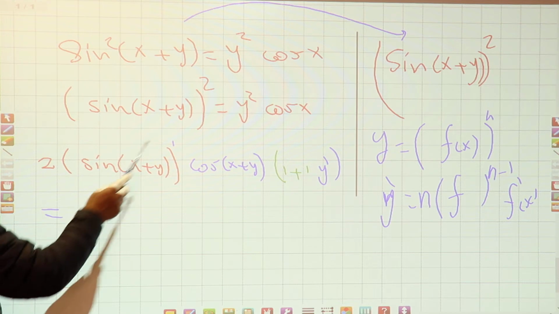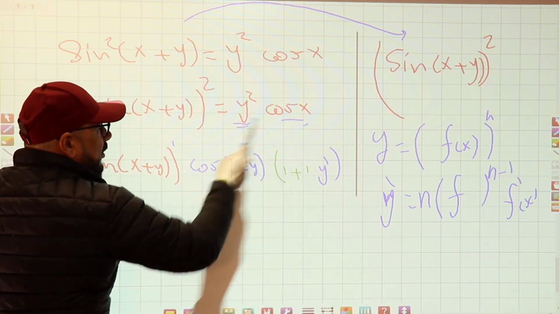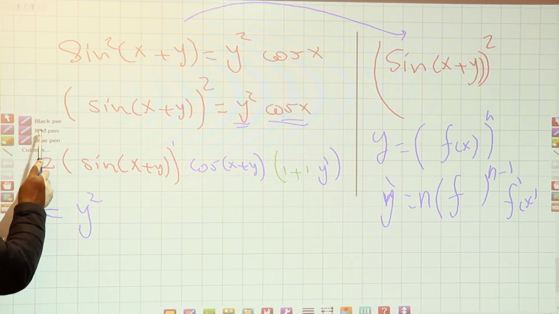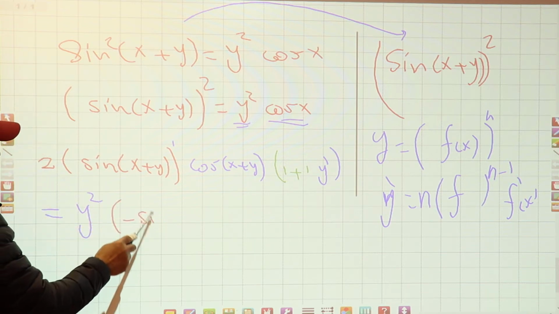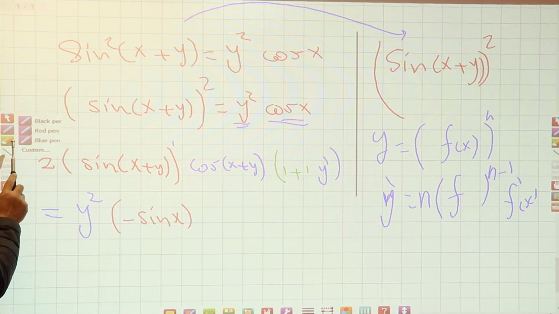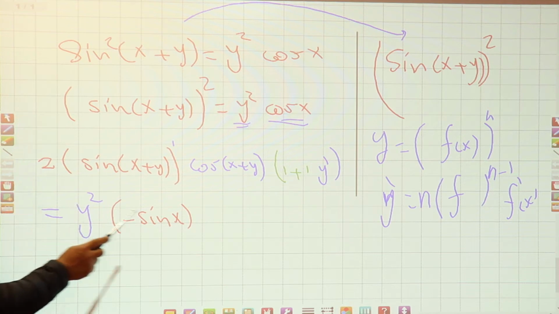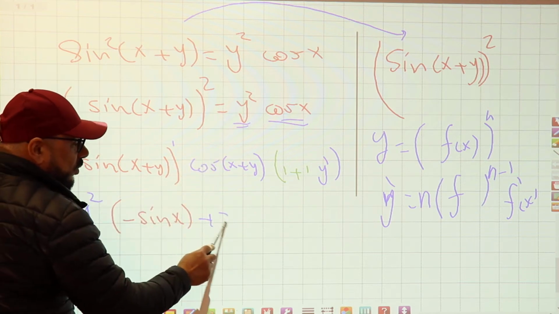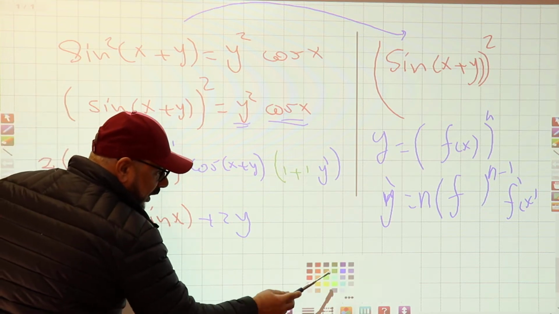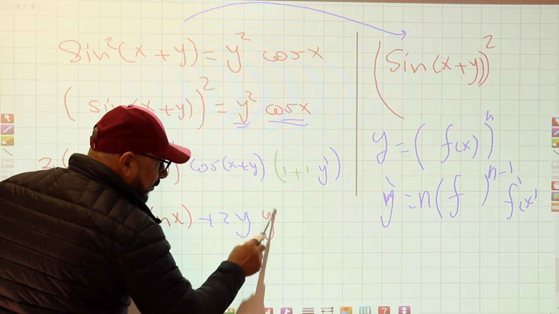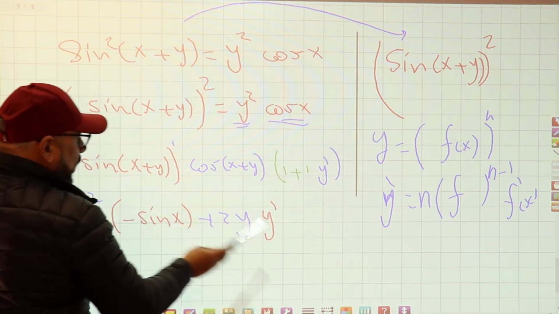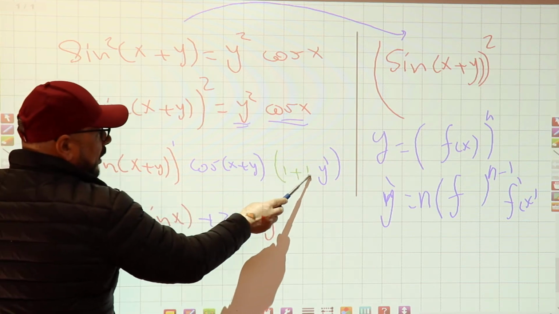The right side needs the product rule. Leave y squared, derive cosine x, which is negative sine x. Plus, leave cosine x and derive y squared, which is 2y, but because it's y and we derive in terms of x, we multiply by y prime. So we get 2y y prime.